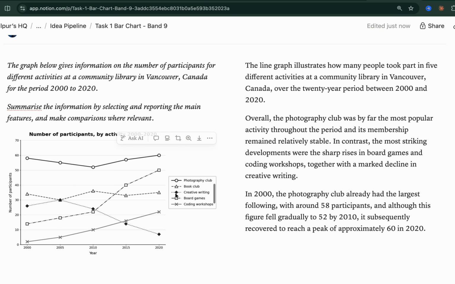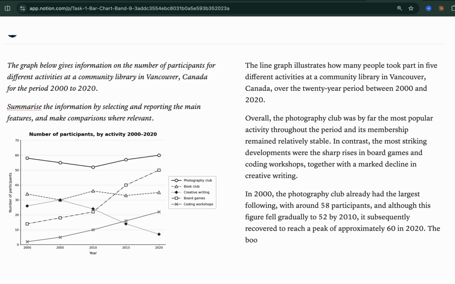So I've basically described what happened over 20 years to this photography club, and I mentioned numbers. It's important to mention numbers, like back your ideas with numbers taken from the graph, because this is the whole idea why you write a report for task 1. Now let's move on to the other one, the book club.